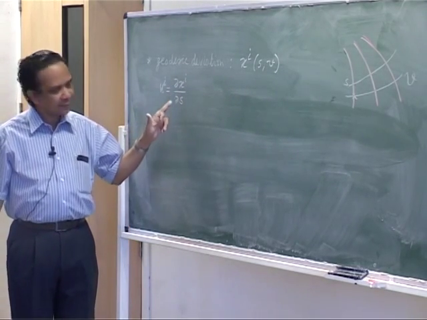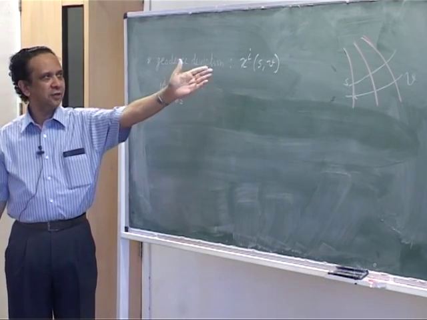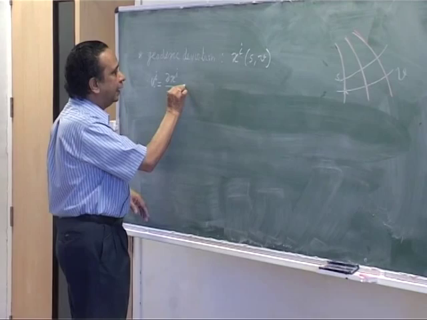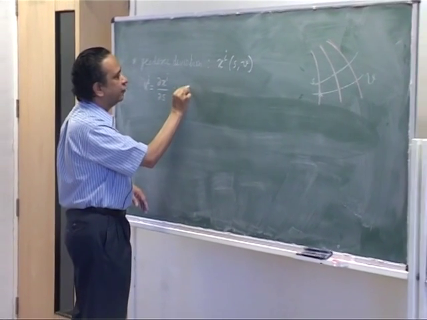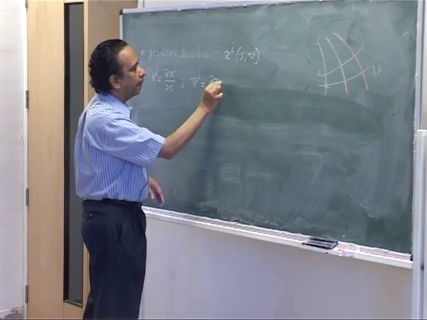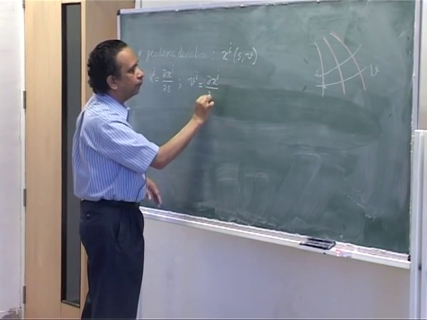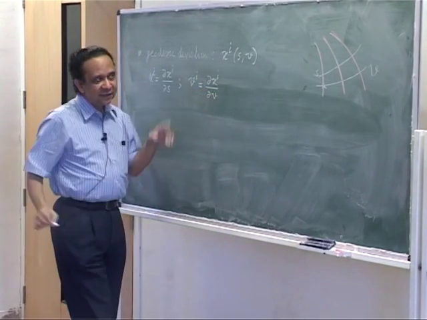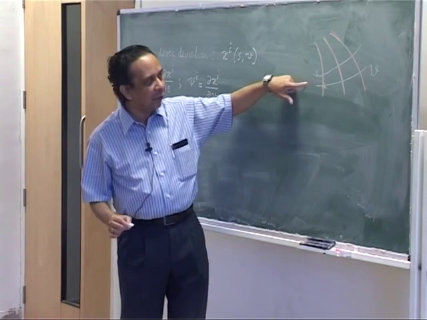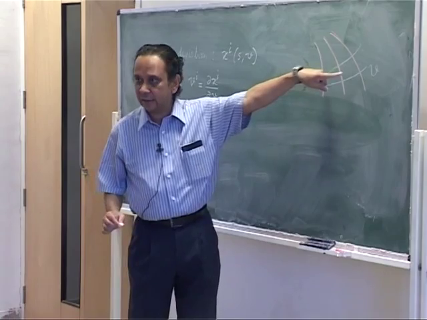Normally, we would have written dxi by ds, but since xi is now made to depend on two parameters, I am writing it like this. I can also now define another vector vi, which is dxi by dv. This essentially tells you the deviation between the geodesics, because this is how things are changing in the v direction.